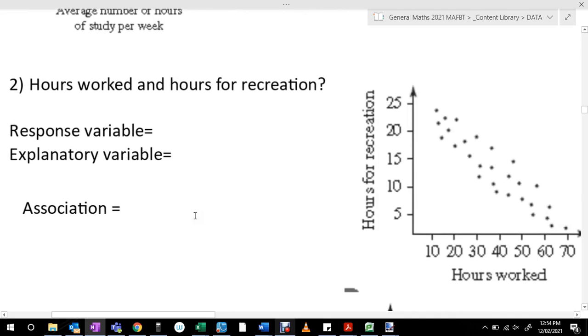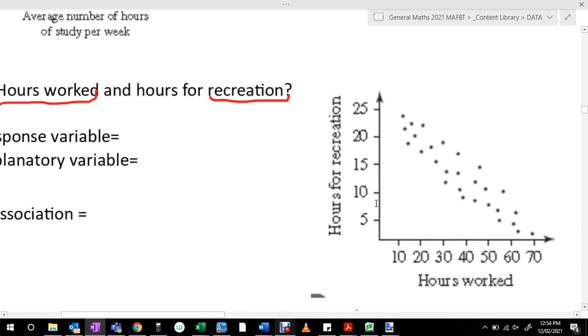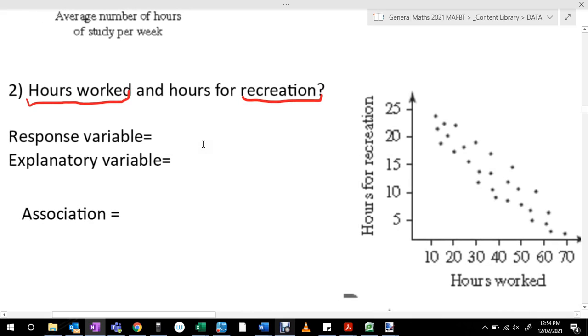Next one, hours of work and recreation. This is tricky. So which one is which? Have a think. This might be the wrong way around. I would say hours work will determine how much time you get for recreation. So I would say hours work is EV and recreation is RV. What's the definition of recreation? It's relaxing activities, things that you do. So I would say the number of hours you work will determine how much you can do.